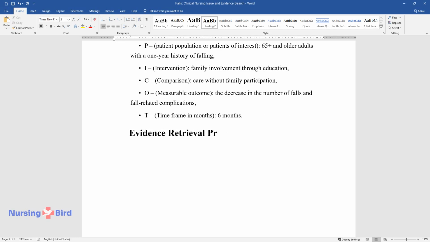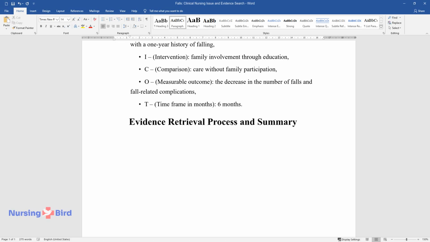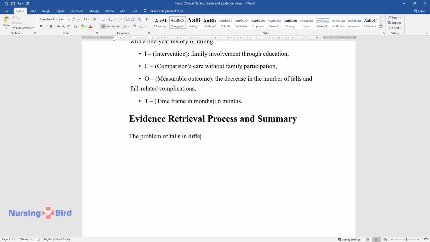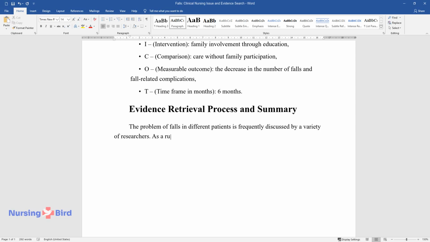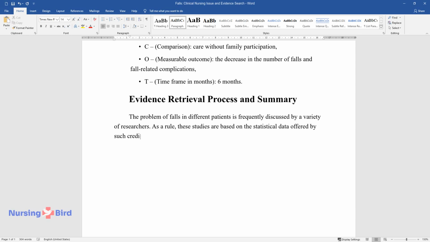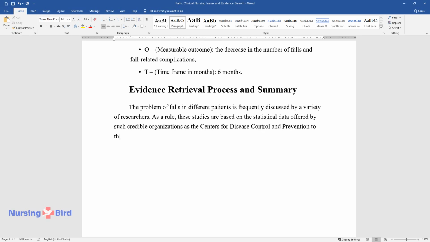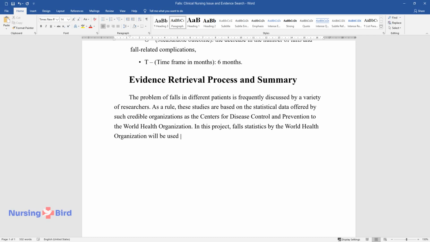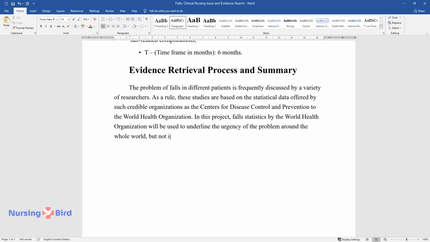Evidence retrieval process and summary. The problem of falls in different patients is frequently discussed by a variety of researchers. As a rule, these studies are based on the statistical data offered by such credible organizations as the Centers for Disease Control and Prevention and the World Health Organization. In this project, falls statistics by the World Health Organization will be used to underline the urgency of the problem around the whole world, but not in the United States only.